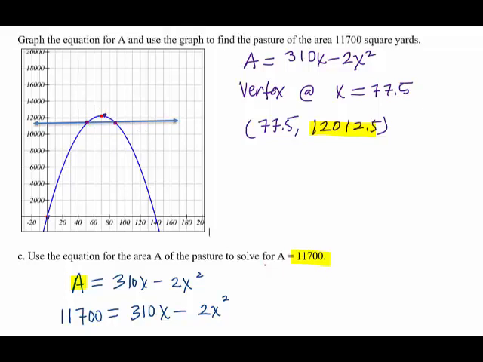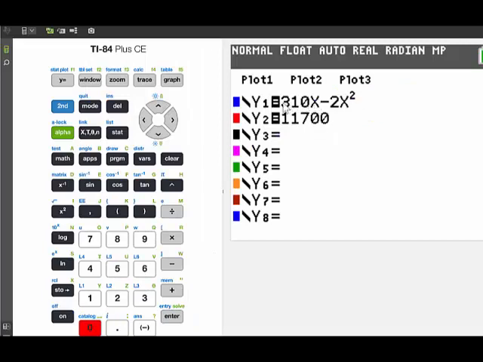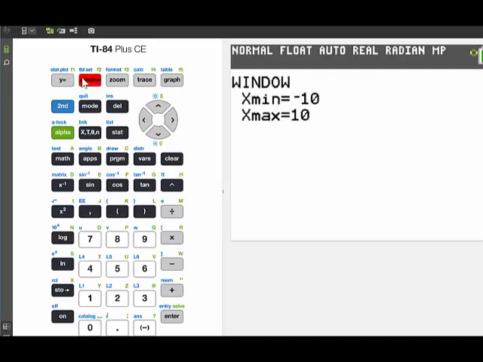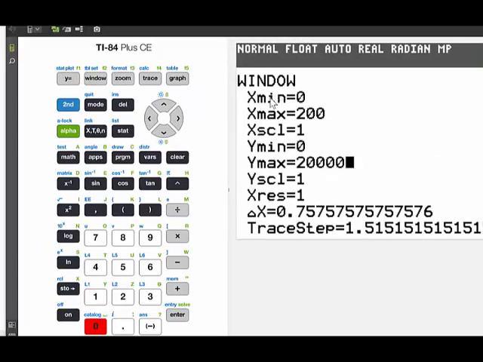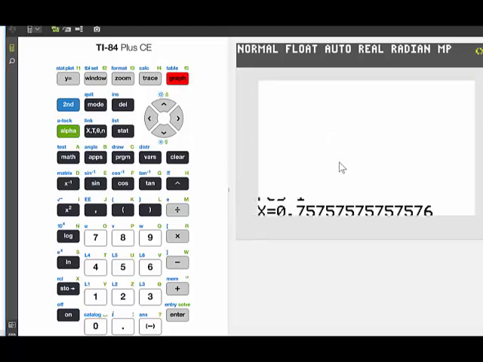But I also want to use my calculator just in case there's any error in the graph that I've drawn. In y1, I've entered the function, in y2, 11,700, and we'll adjust our window to match the graph that we have drawn. So I let x min be 0 and x max 200. Y min is 0, Y max is 20,000. That large a number was not necessary, but hopefully this will match and agree with our graph that we found earlier. And then graph.